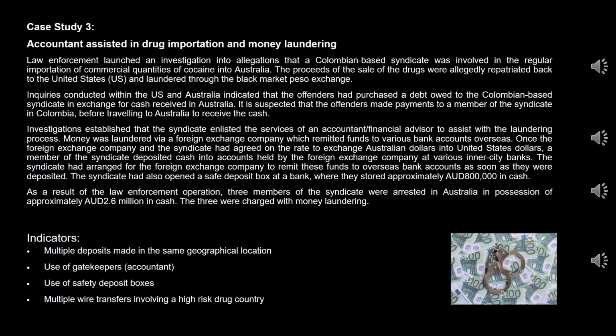The syndicate had arranged for the foreign exchange company to remit these funds to overseas bank accounts as soon as they were deposited. The syndicate had also opened a safe deposit box at a bank, where they stored approximately $800,000 in cash. As a result of the law enforcement operation, 3 members of the syndicate were arrested in Australia in possession of approximately $2.6 million in cash. The 3 were charged with money laundering.